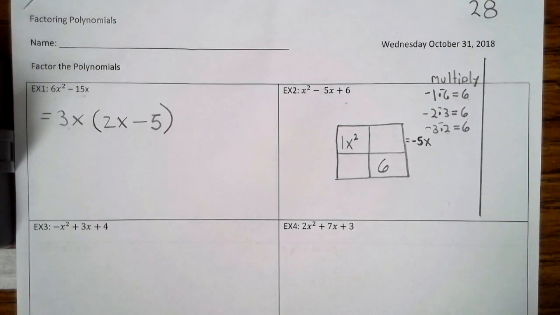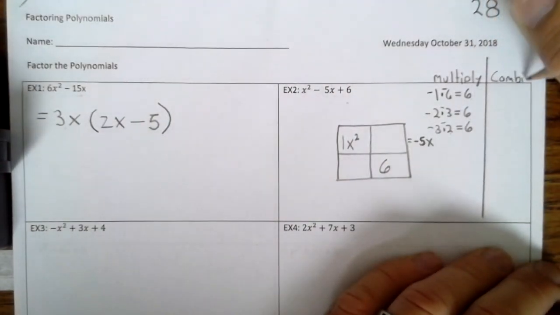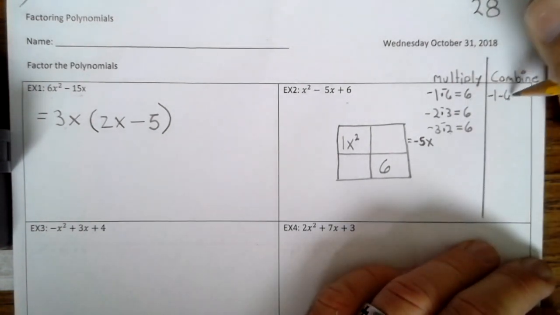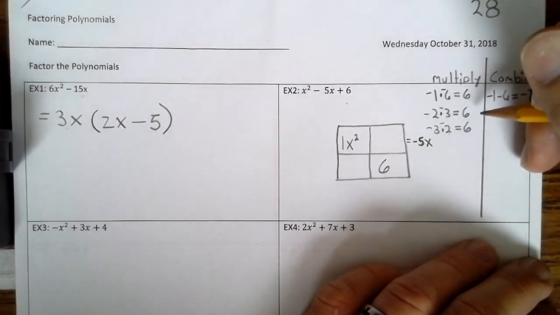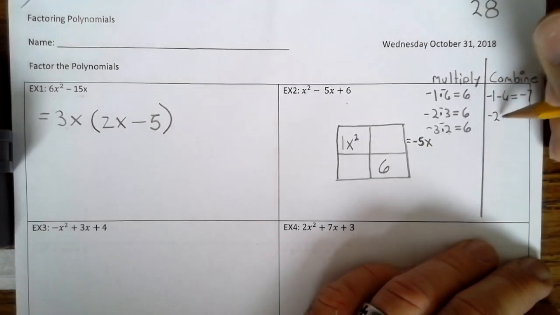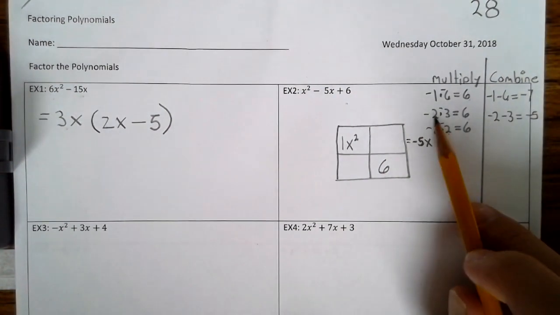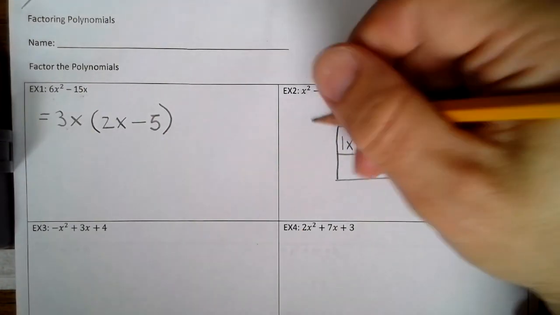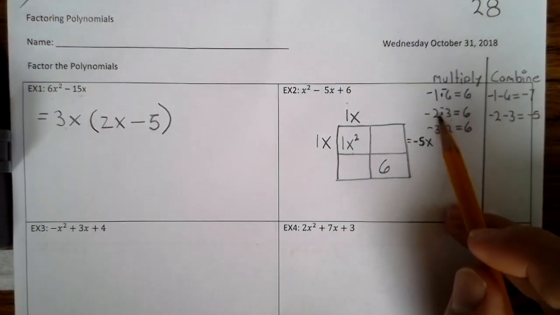Okay, so now they need to combine to be negative 5. So negative 1 minus 6 is negative 7. That doesn't work. Negative 2 minus 3 is a negative 5. That works. So our combination is negative 2 and negative 3. Okay, now going back to here, to make x squared, it's 1x and 1x. And we know that now it's minus 2 and minus 3.